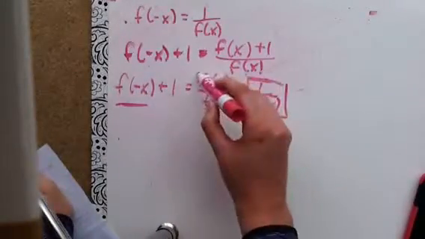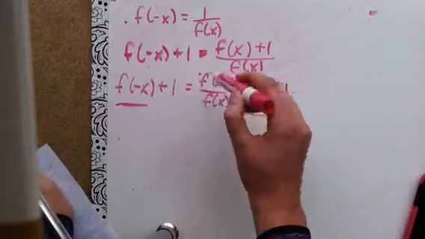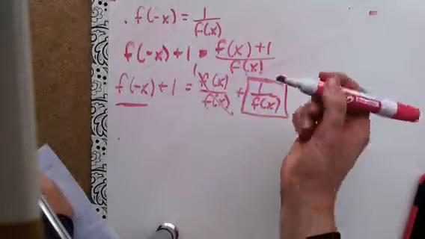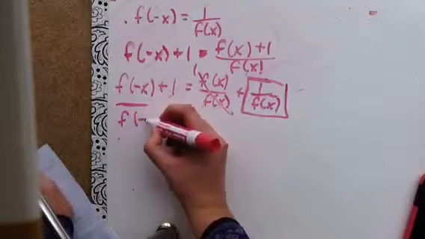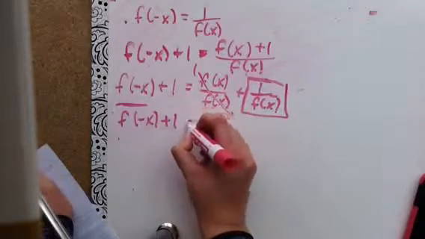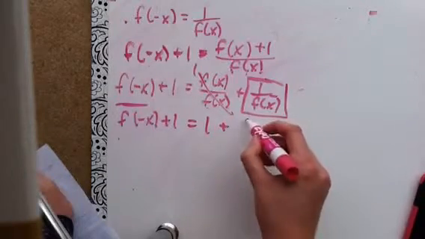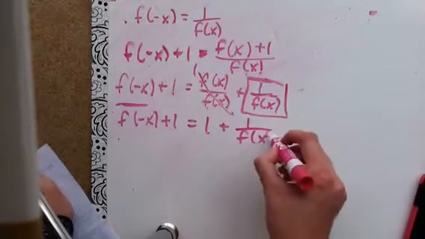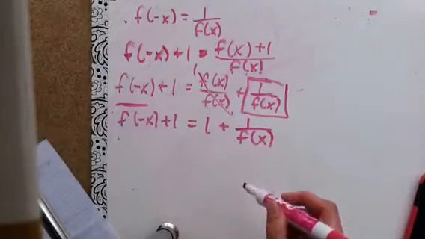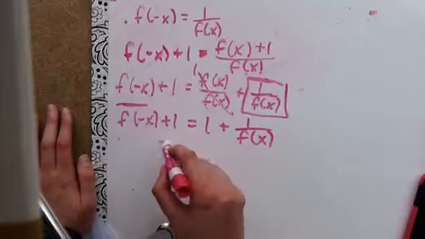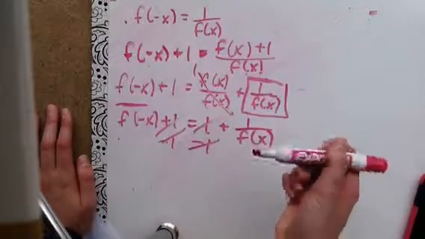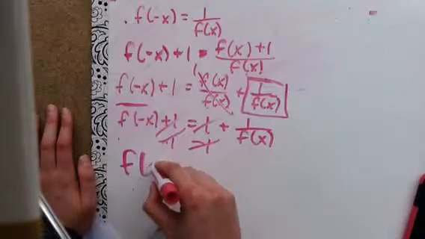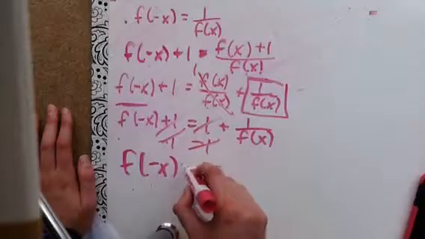The next part's really not hard. Since it's f of x divided by f of x, you can mark that out and put 1. So now we have f of negative x plus 1 equals 1 plus 1 over f of x. Now all we need to do is subtract 1 over, and that cancels out, and now all we have left is what we needed.